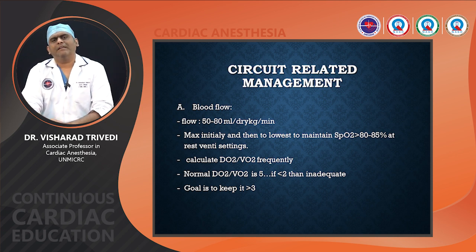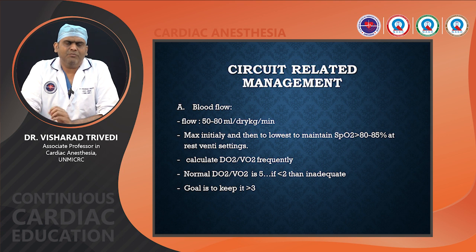In circuit related management, when you put a Veno Venous ECMO, the first flow should be around 50 to 80 ml per kilogram of weight per minute of the patient. That is your first setting to be made on Veno Venous ECMO.